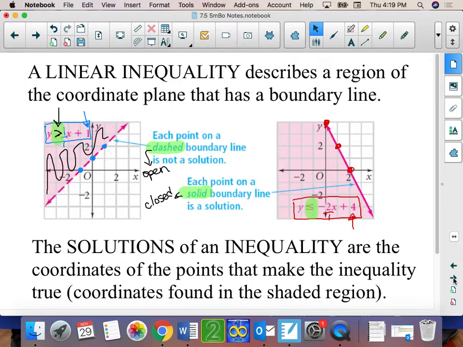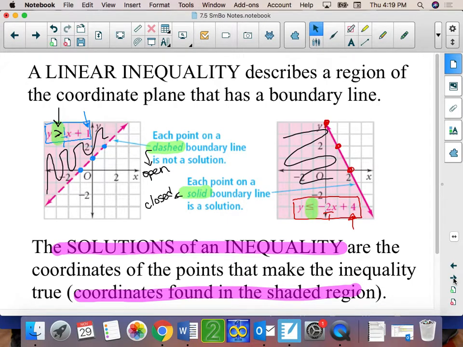And then also notice that we are shading a region. Okay, so this part is important. When you're asked to find the solutions of an inequality, the solutions are the coordinates of your points that make the inequality true, which means you're looking at coordinates in the shaded region because there's more than just one point that can work for an inequality.